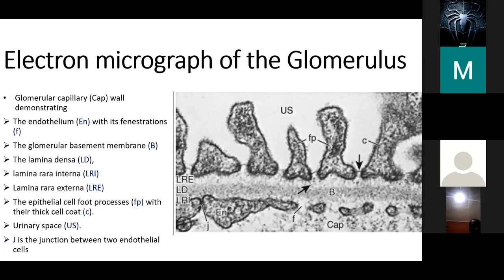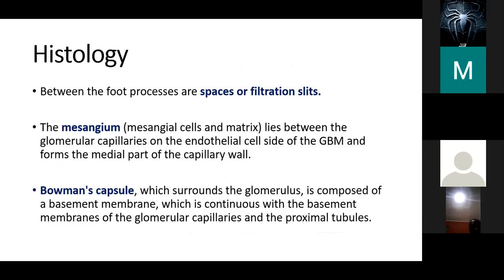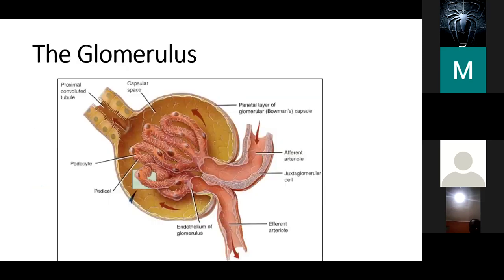Substances which are useful are returned to the blood, and the ones that are not useful will go through and be filtered as urine. Between the foot processes, you have filtration slits, and then you have the Bowman's capsule, which is like a cup surrounding the glomerulus. And this is where, when the filtration occurs, it goes through the Bowman's capsule.